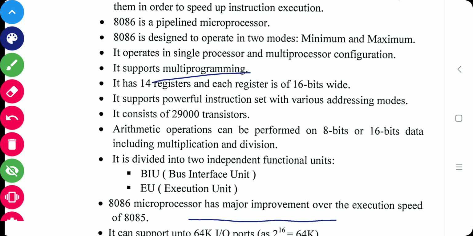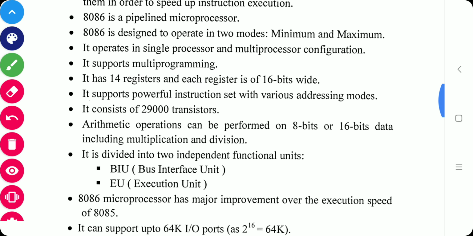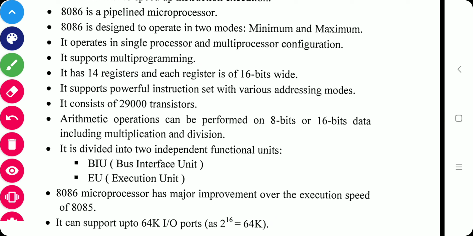multi-programming. It has a 14 register set. There are 14 registers, each of 16 bit. It has a powerful instruction set. It consists of 29,000 transistors. As the 8086 is a 16-bit microprocessor, it can perform operations on 8-bit as well as 16-bit, because the general purpose registers of the 8086 are also divided into 8 bits.